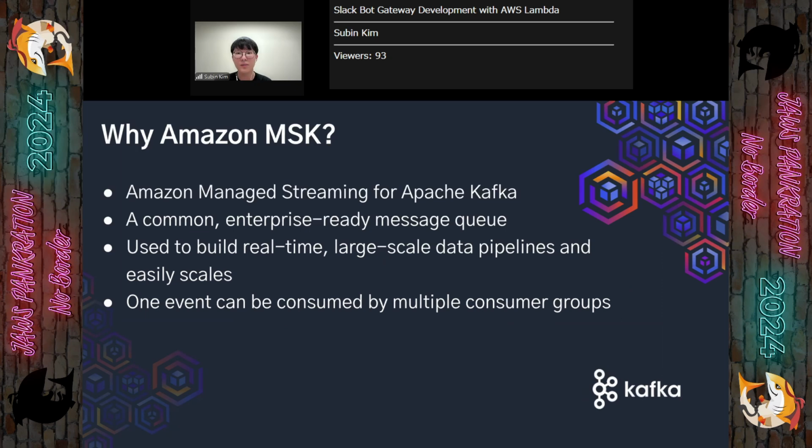Then why should we use Amazon MSK? Amazon MSK stands for Amazon Managed Streaming for Apache Kafka. It is a managed service from AWS that helps you run and operate Kafka clusters easily and reliably. Kafka is a common and enterprise-ready message queue that is often used to build real-time or large-scale data pipelines. And it is easily scalable because of its clustered architecture, and a single event can be consumed multiple times through multiple consumer groups.